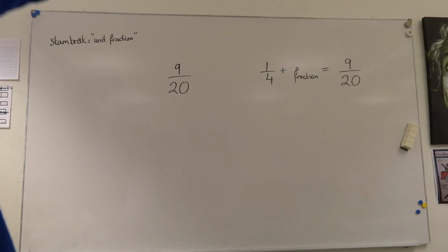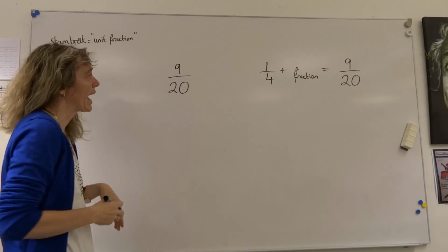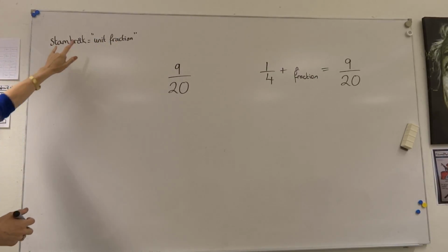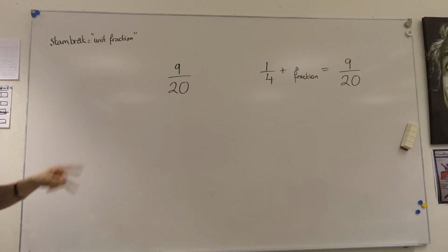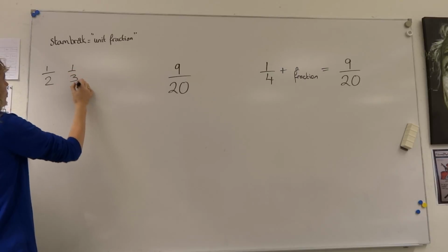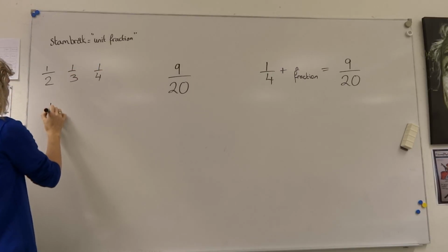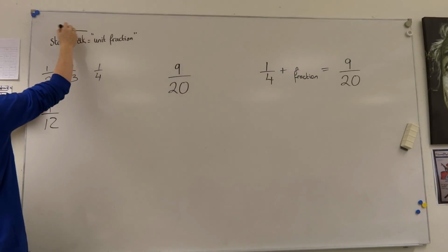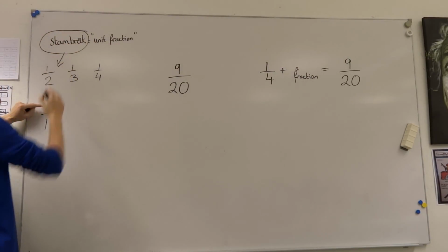Okay, this question wants you to add two unit fractions, and in Swedish you call that a stambråk, and it means that the numerator is always 1. So a half, or a third, or a quarter, or a twelfth, where the numerator is always 1, has a special name in Sweden, and it's called stambråk.